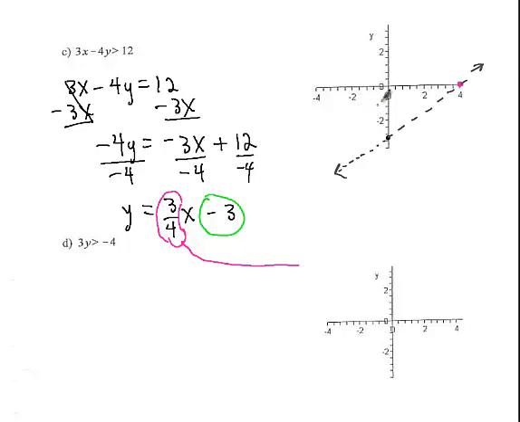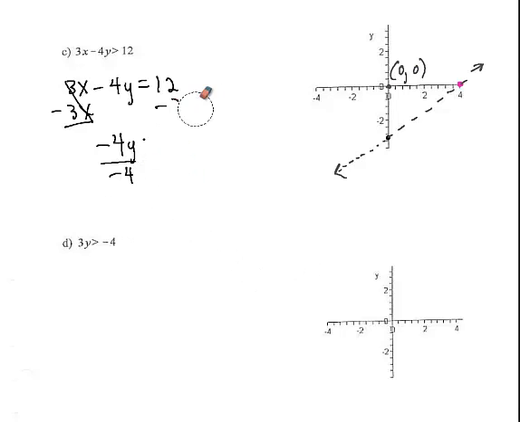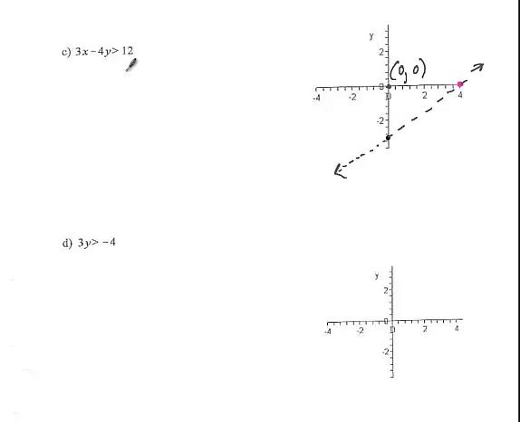Now, we pick points on either side. Origin's on the top, so I'll check that one. And that's really the only one that we have to check. Go back to the original inequality, not the equation. I just used the equation so that I could graph this dashed line. 0 for x and y. Is that greater than 12? Well, no. It's going to zero out both of these terms, and we get 0 is greater than 12, which is not true.